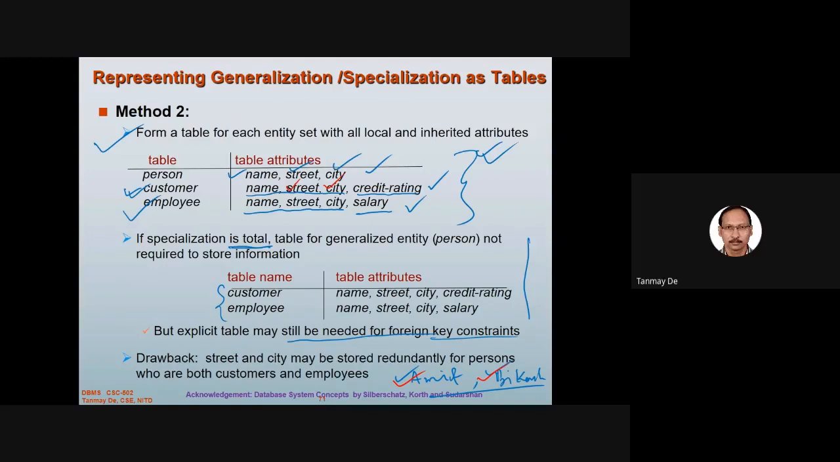I think the previous method question, one is the better. Sir, please, what is the question, sir? Sir, I didn't understand that explicit tables may still be needed for foreign key constraints, sir. Foreign key constraint? Yes, I didn't understand that part, sir.